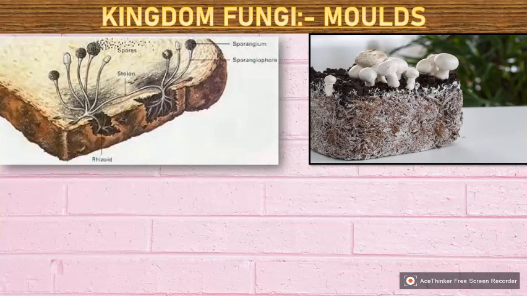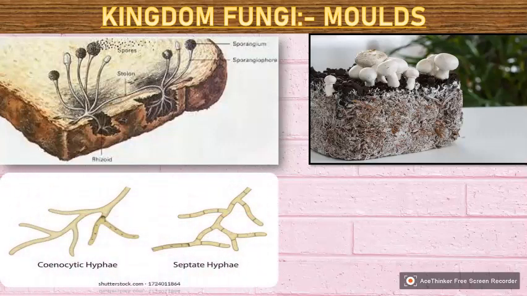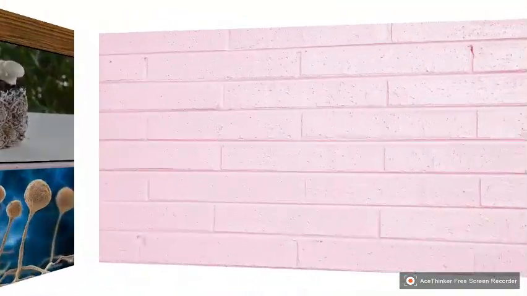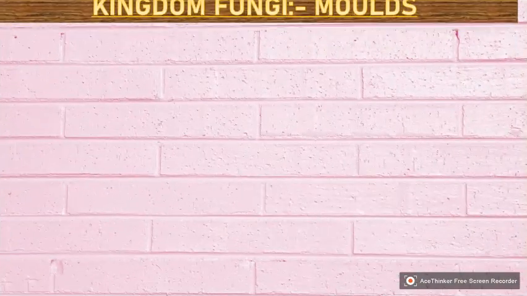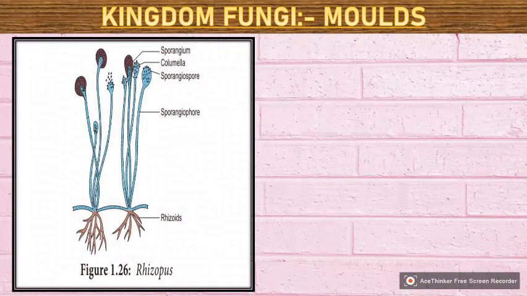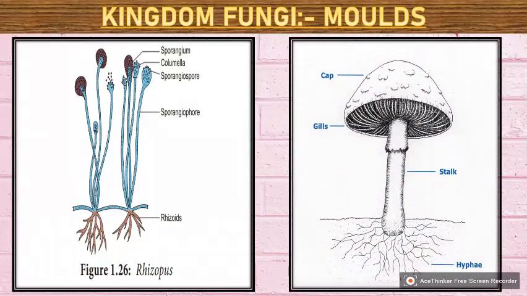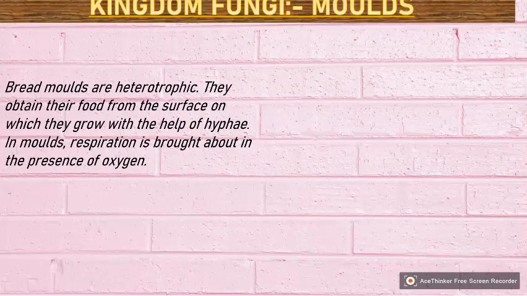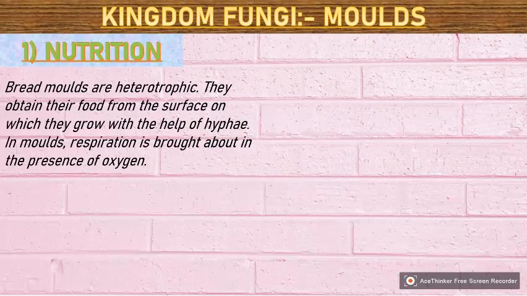Now, hyphae are the thin filaments containing cytoplasm and nuclei. Now mold hyphae grow into a cottony mass that is known as mycelium. So this was all about the introduction of molds. Now we'll further continue with mold nutrition. So what about nutrition? Bread molds are heterotrophic. They obtain their food from the surface on which they grow with the help of hyphae.